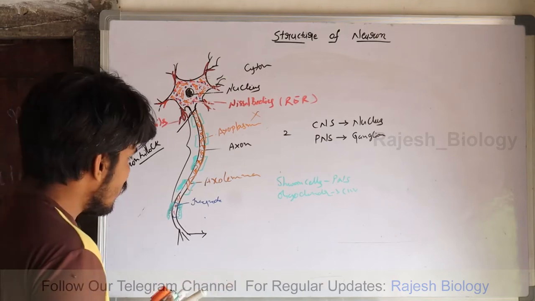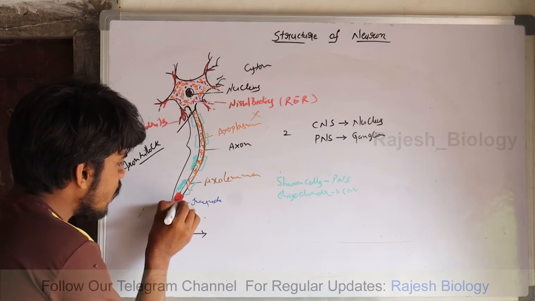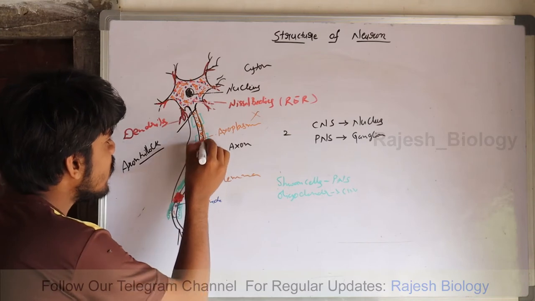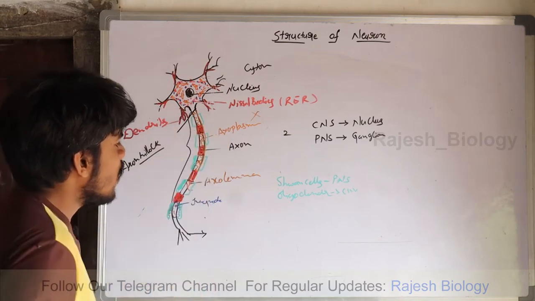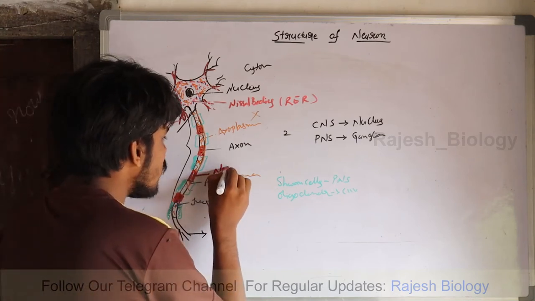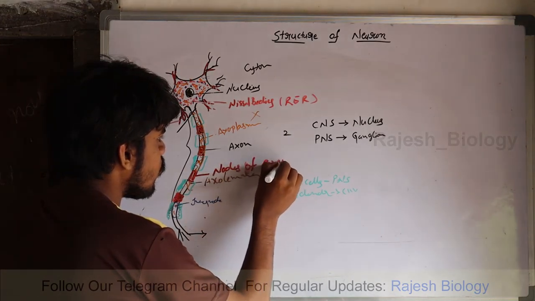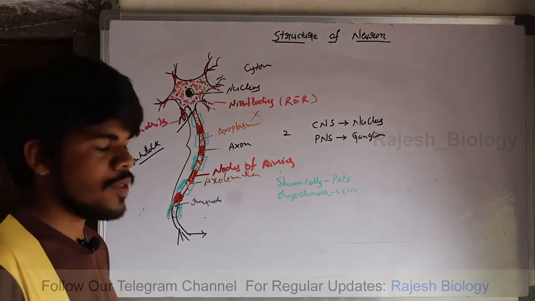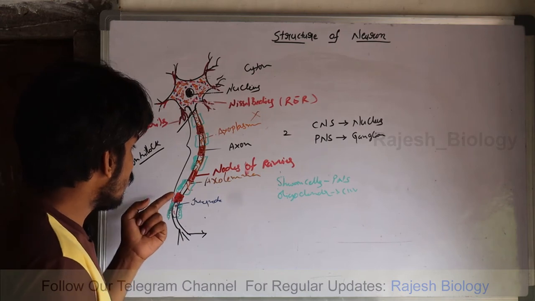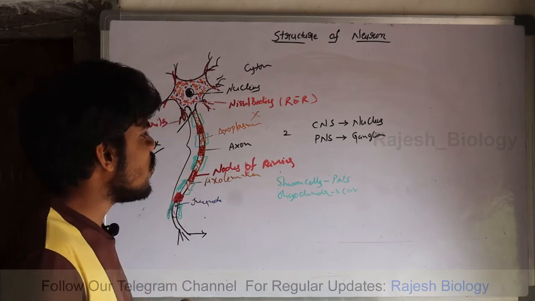And here there is a gap. There is a gap in between myelin sheath, or the gap between internodes, which is known as the nodes of Ranvier. Nodes of Ranvier are the nodes which are present in between the internodes which are covered by myelin sheath.